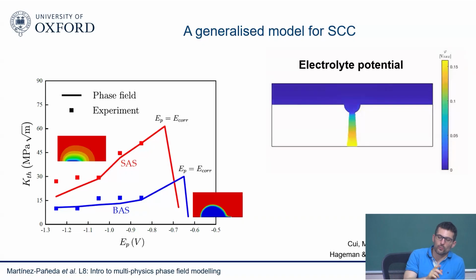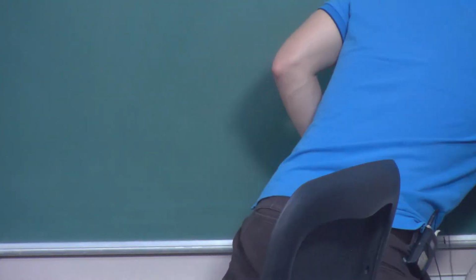Another thing we used this generalized model for was to understand some classic experiments that Gruhl, a German scientist, did in the 80s. And it was quite good because he was trying to understand whether aluminum alloys in the presence of corrosive environments will fail due to anodic dissolution or hydrogen embrittlement. He did some very clever experiments where he was dealing with some cylindrical samples.